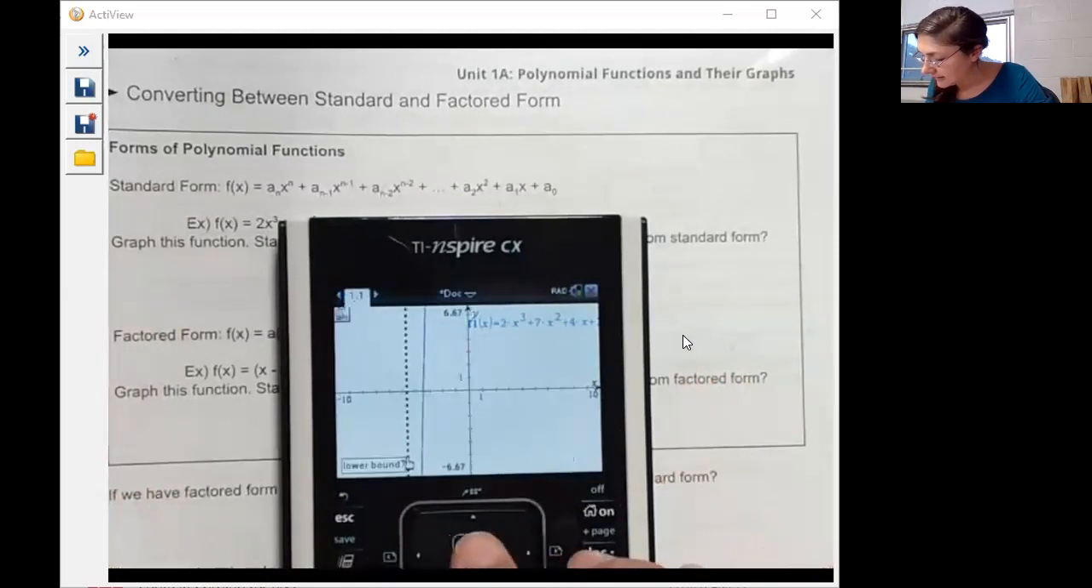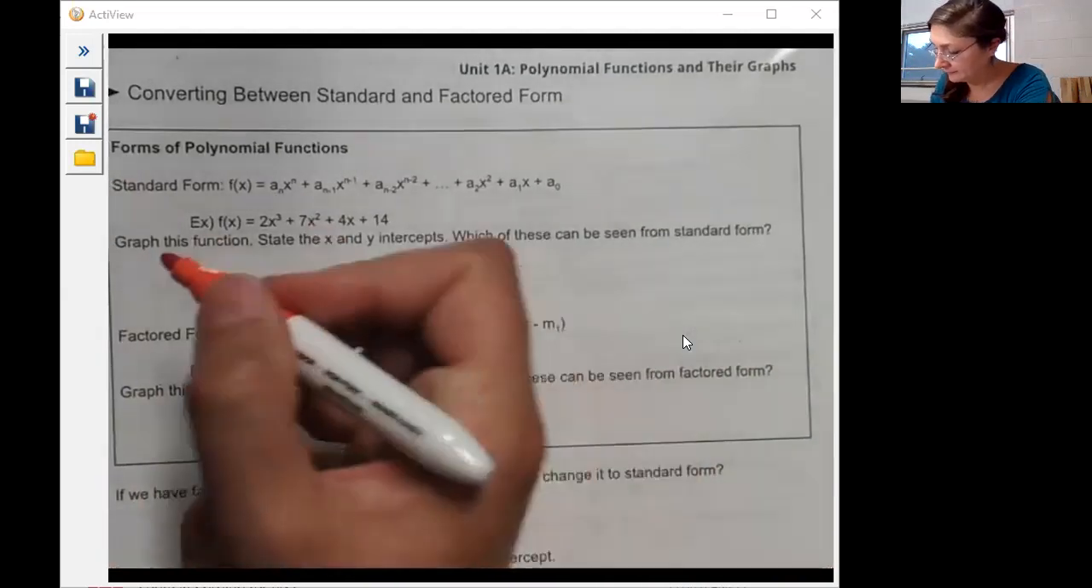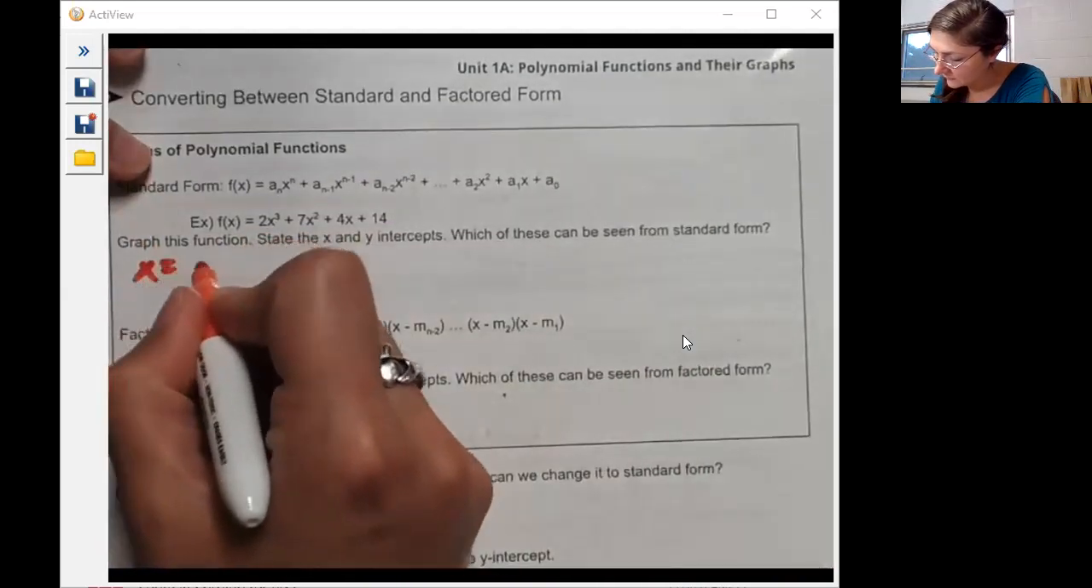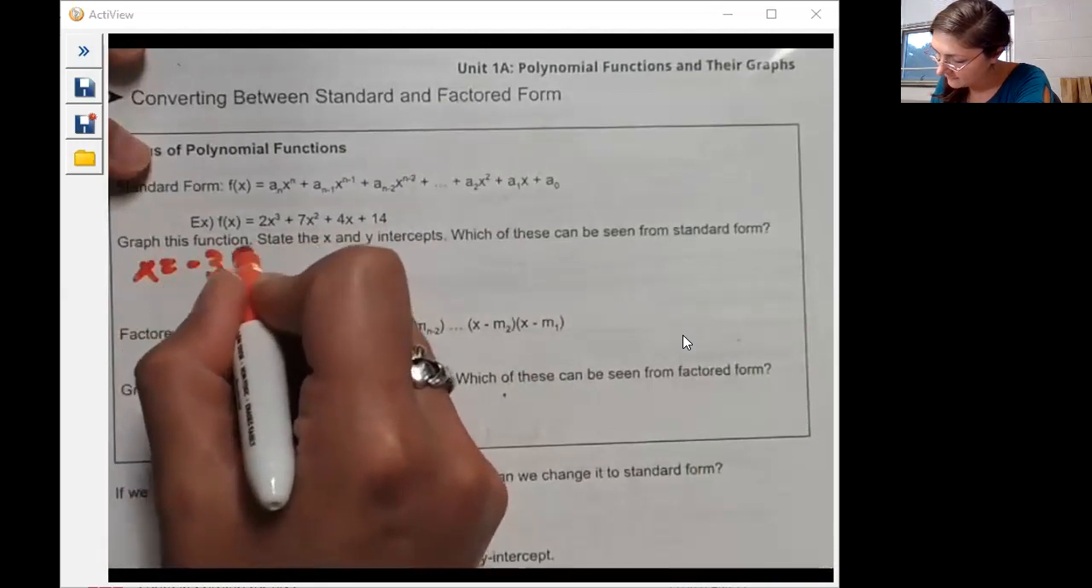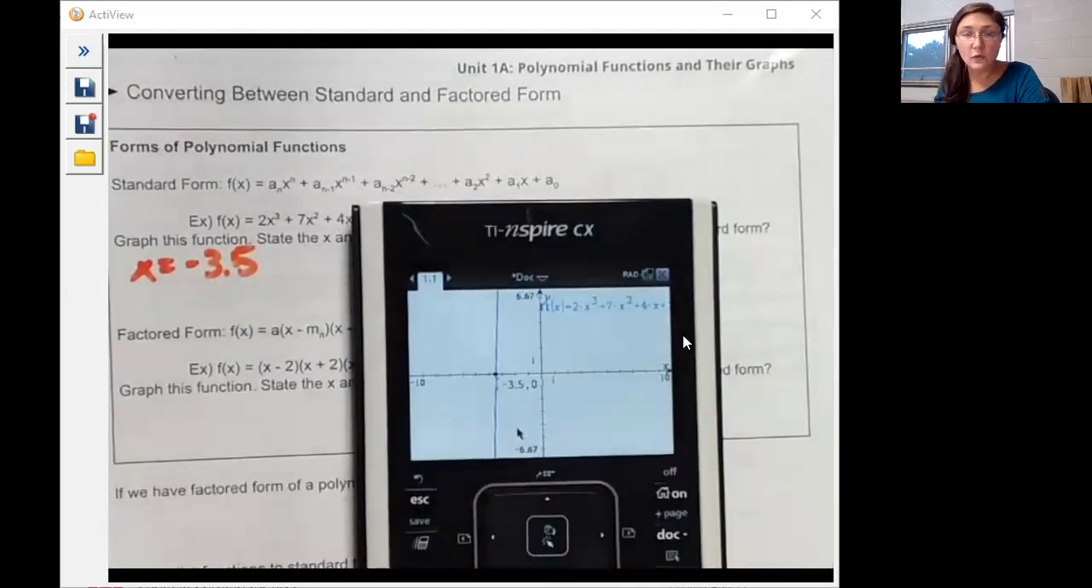And then I'm just going to click with my blinky line on either side of that x-intercept. So I see I have an x-intercept at negative 3.5. So I'm going to jot that down in my notes. X equals negative 3.5. And then I'm going to adjust the view on my graph.